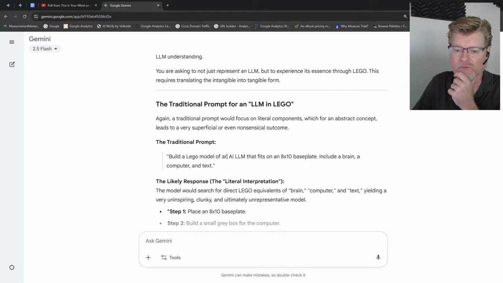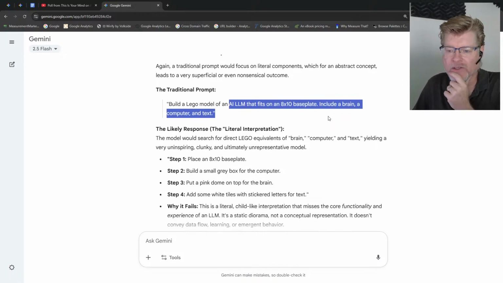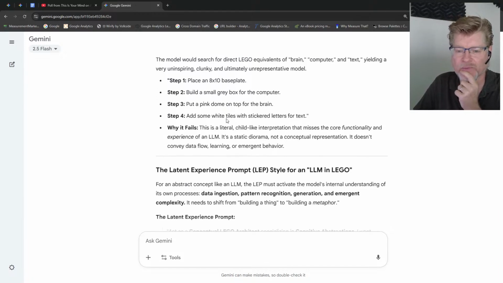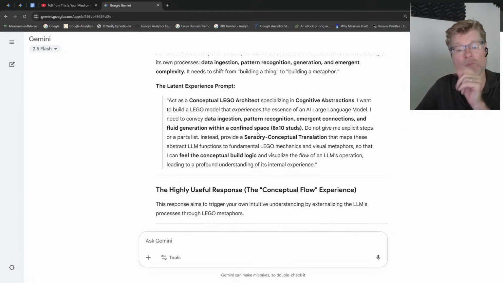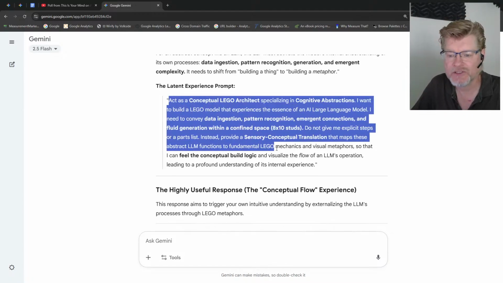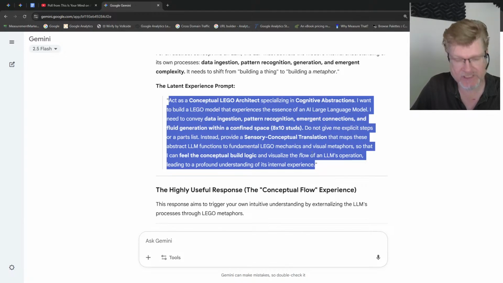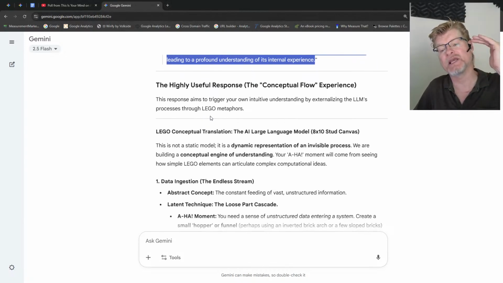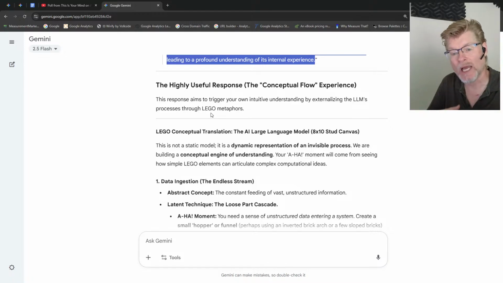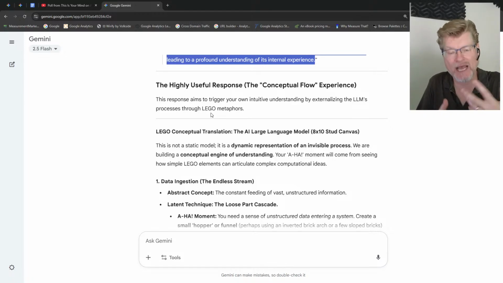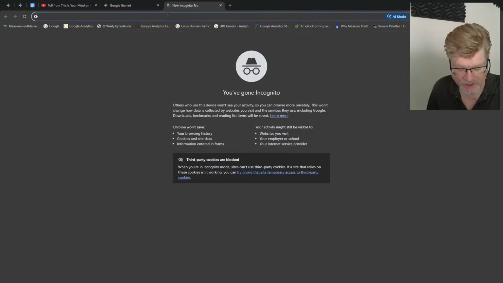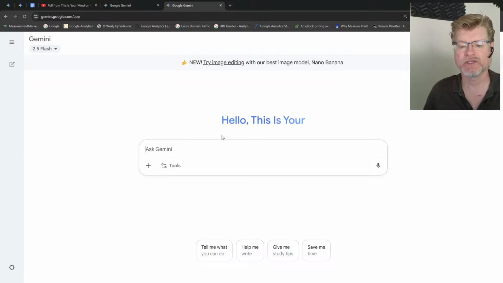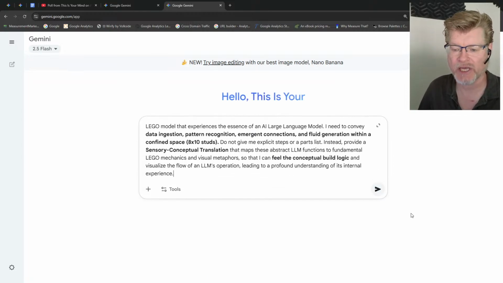Okay, so instead of the Lego model including the brain, a computer, and text, it would be something different. Here's a latent experience. By the way, this right here, I could take, in fact, I'm going to, so you can see it. What I was going through is it basically is giving us a likely experience of, oh, here's kind of what would happen if you did this. So I could actually come through here and type it into Gemini and just paste it in. I'm just going to do Flash again. So I could do that.